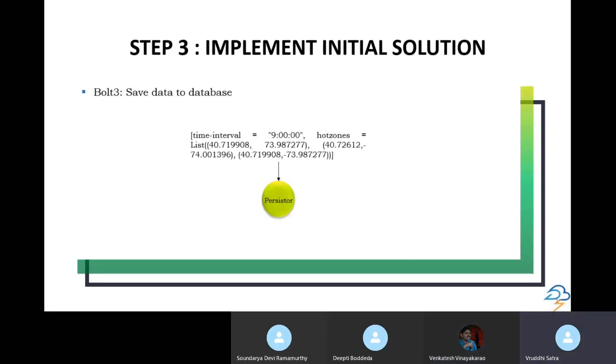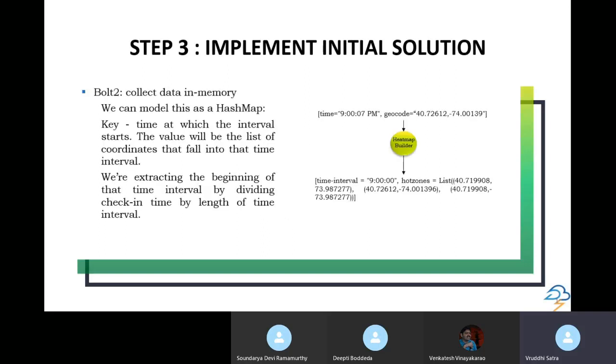So next is the second bolt. We need to collect data in memory using a hash map. It is a key-value kind of structure. The key is the time at which the interval starts. We need not store the time at which the interval ends, because we know each interval is of the same length. And the value will be the list of coordinates that fall into that time interval. We can extract the beginning of the time interval by dividing the check-in time by the length of the time interval.